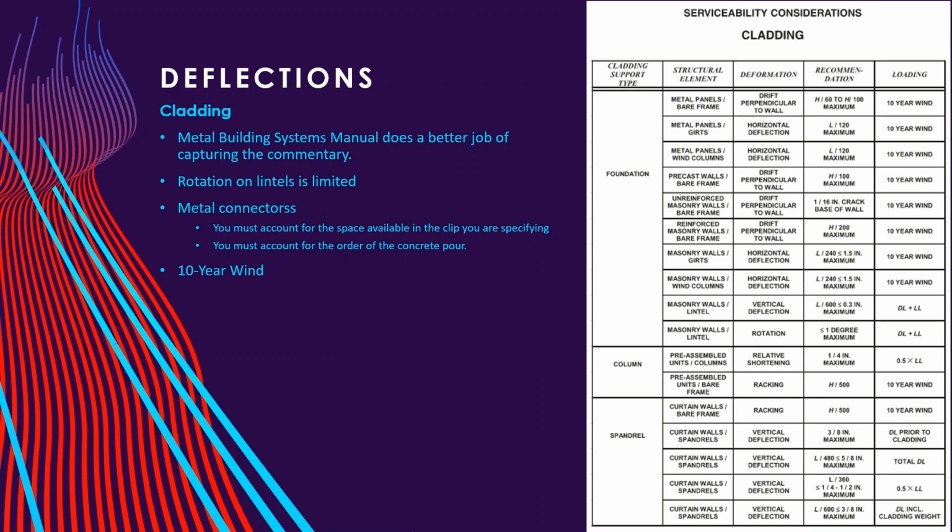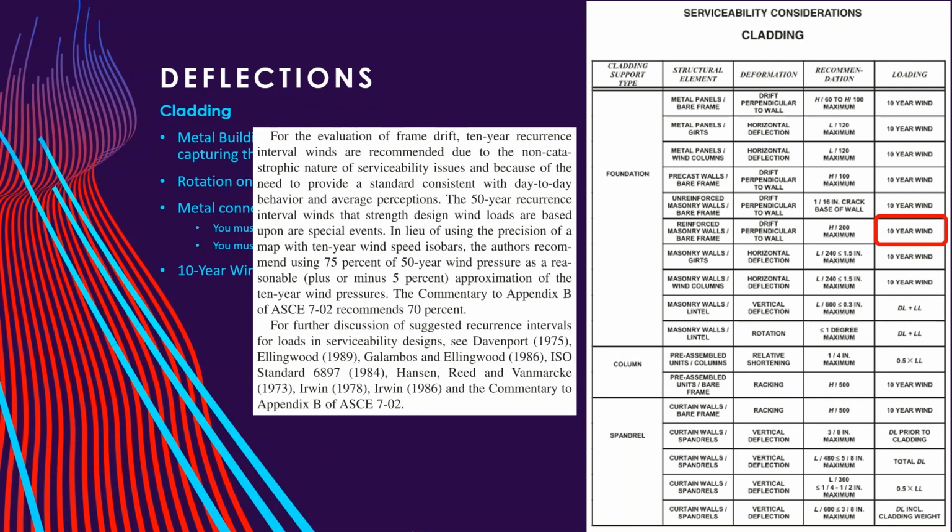The other thing to pay attention to is that the loading conditions are the 10-year wind as opposed to the 50-year wind that we use for all our design calculations. If you read the book here, it says, in lieu of using the precision of a map with a 10-year wind speed isobar, the authors recommend using 75% of the 50-year pressure as a reasonable plus or minus 5% approximation of the 10-year wind pressures. The commentary to Appendix B of AISC 702 recommends 70%.